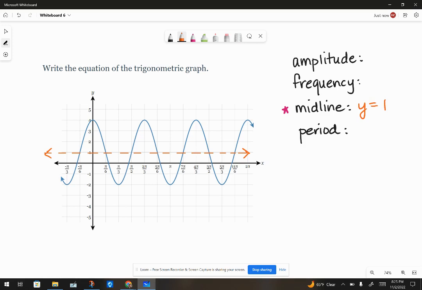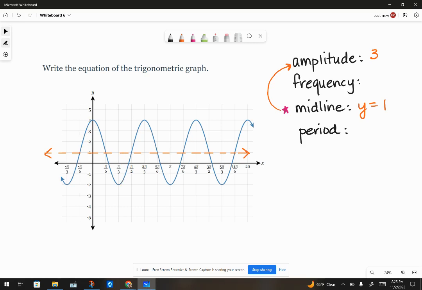Okay? So then why do I suggest that you do midline? Because if you know your midline, you will be easily able to find your amplitude, because amplitude will always be the distance from the max to the midline, or from the midline to the max. And notice that there's a total of 3 squares, top and bottom, from the midline. So that's my amplitude. Amplitude is the distance from the midline to the max or the min.